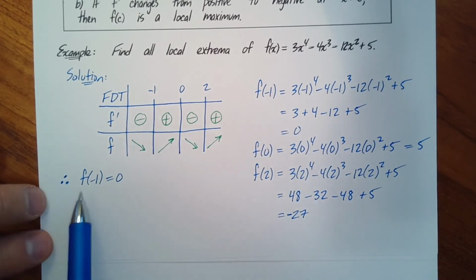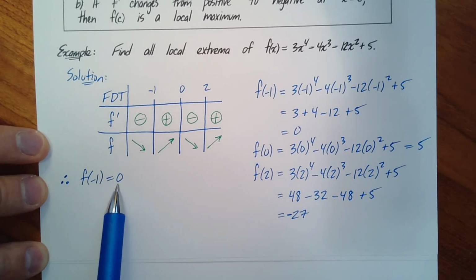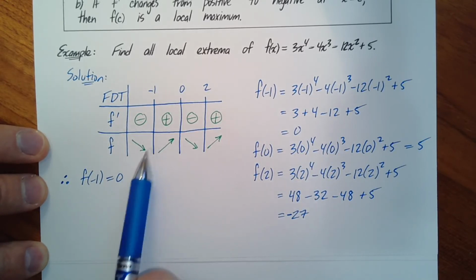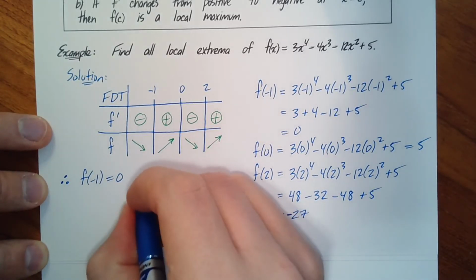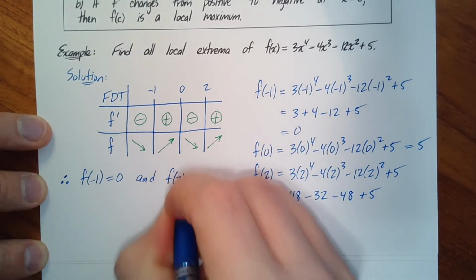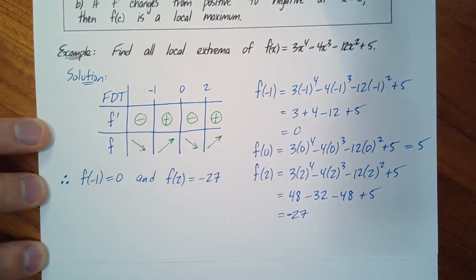So let's say f of -1 is 0. That tells us the location of the local minimum is at x equals -1, and the actual local minimum itself was 0. That's what this local minimum is. Now over here, we've got f of 2, which worked out to be -27. Those are the local minimums.